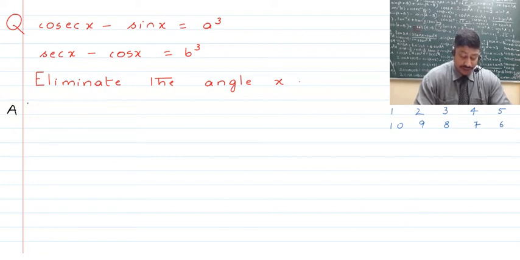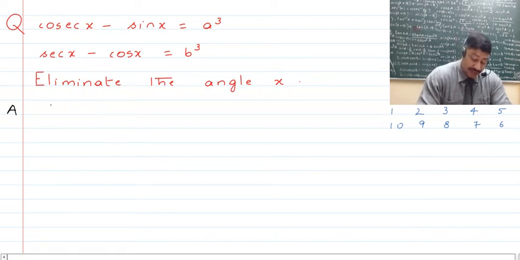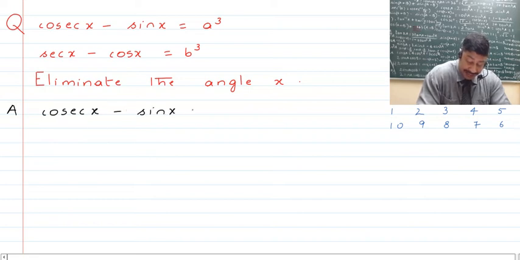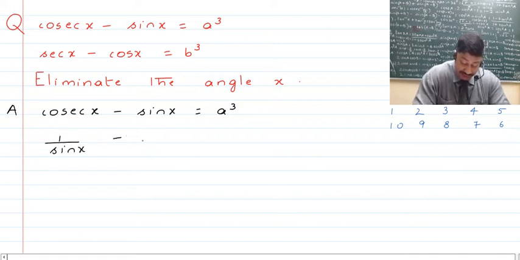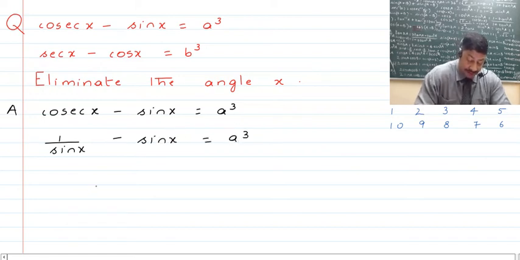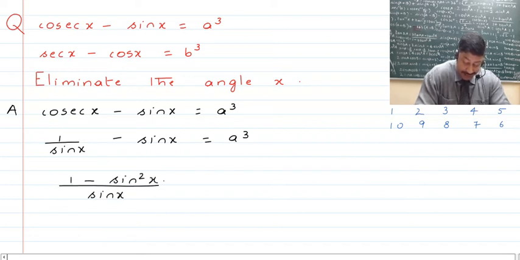Now in the first equation we have cosec x minus sin x, and we know that the inverse of cosec x is sin x. As such, we convert cosec x to sin x in the first equation. First, copying the equation, cosec x minus sin x is equal to a cube. Now further, cosec x can be written as 1 upon sin x, as it is the inverse of sin x, minus sin x, which becomes equal to a cube. Now further, when we take an LCM, the LCM will become sin x in the denominator, and in the numerator we have 1 minus sin square x.